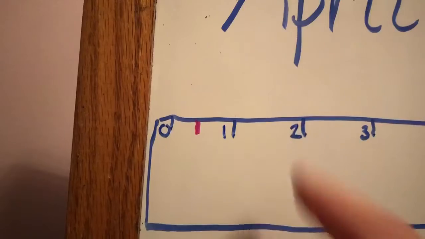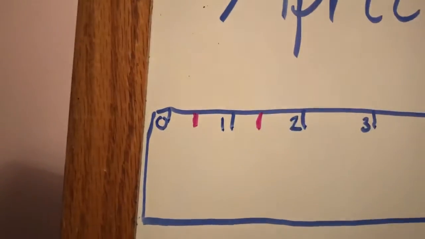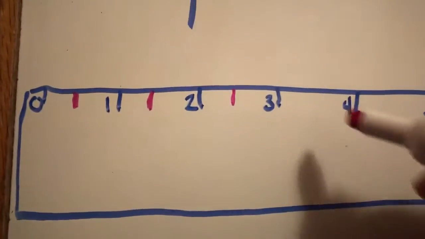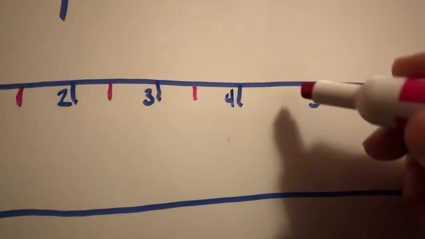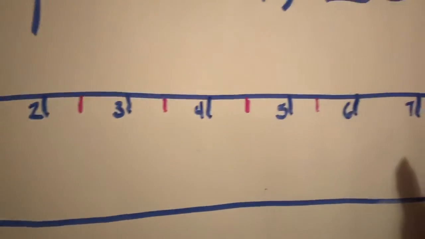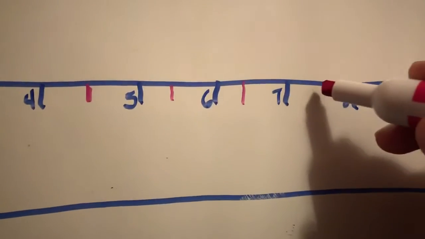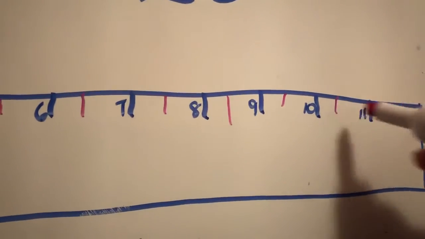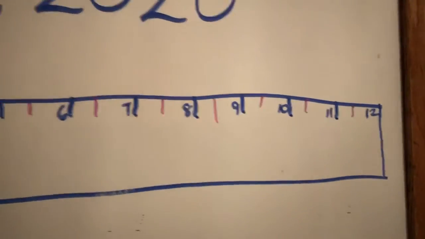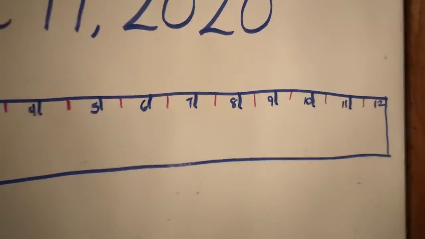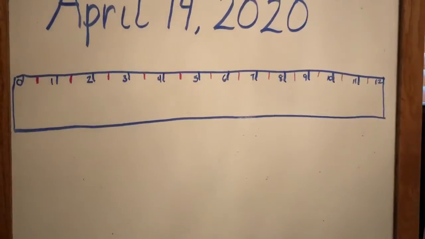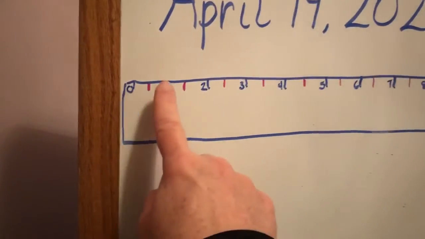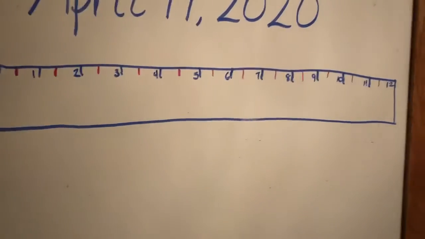Where would I put my half inch here? Yes, halfway between the 1 and the 2. Halfway between 2 and 3. Halfway between 3 and 4. 4 and 5, 5 and 6, 6 and 7, 7 and 8, 8 and 9, 9 and 10, 10 and 11, 11 and 12. These are our half-inch marks. Have you ever looked at your ruler before and noticed that it has lines that come between each of the whole numbers? Okay, I want you to look at your ruler.